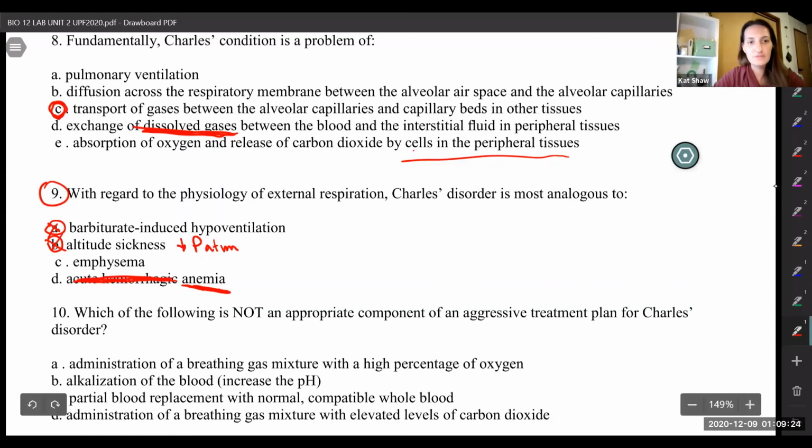So given that there's no indication that there's a change in the atmospheric pressure, we don't see here a problem with gas exchange once again. And then emphysema is a gas exchange issue.